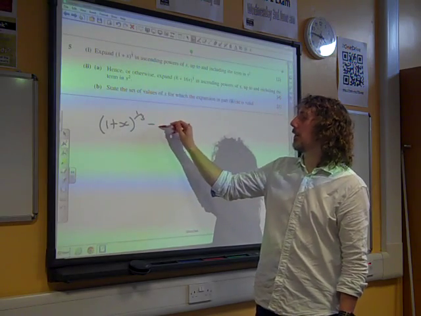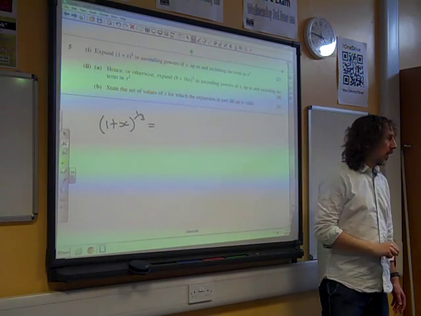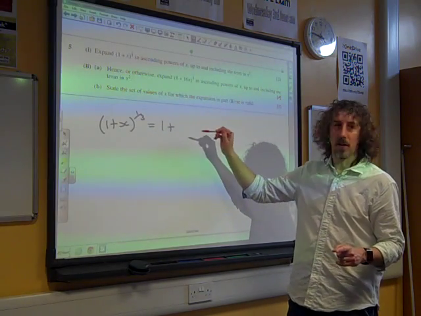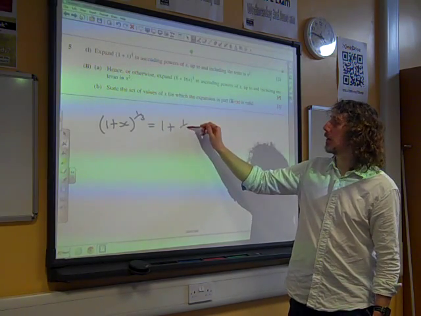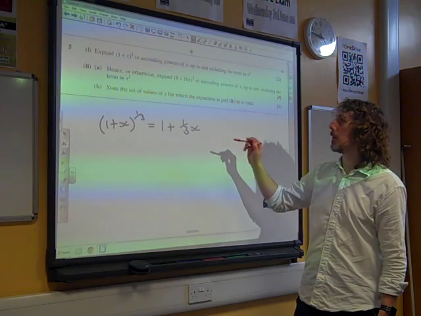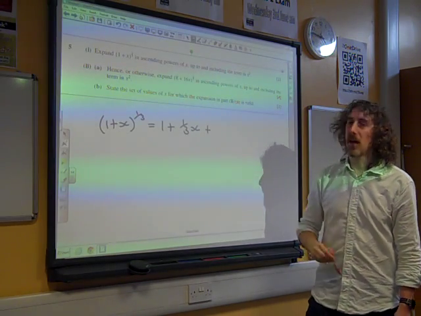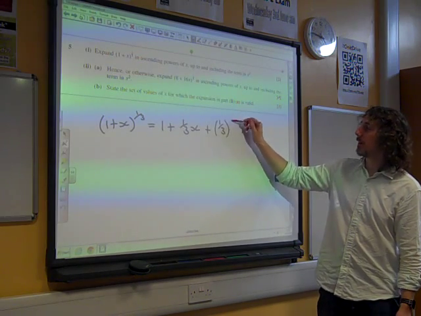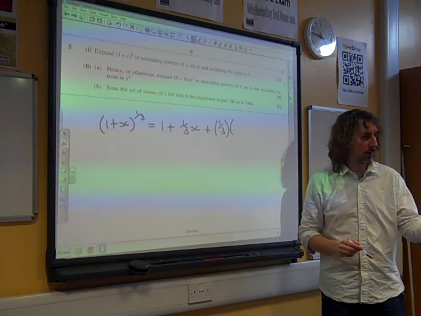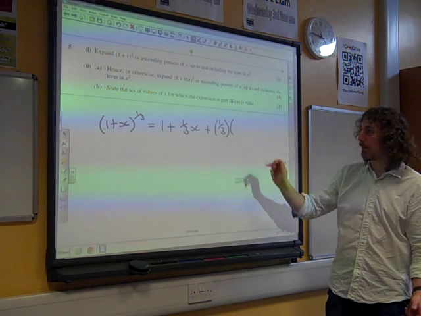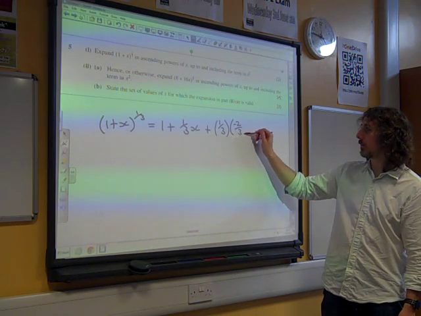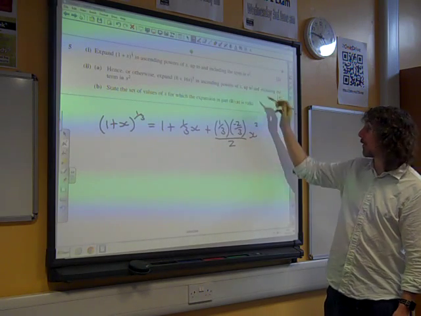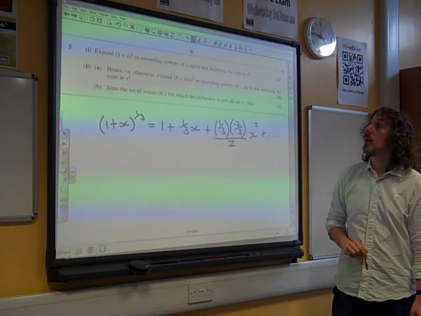1 plus x to the third, copying it straight from that formula, so it was 1 at the start plus n times x, so that's a third times x, plus n times n minus 1, so a third times a third minus 1, and this is the place to be really careful, it's minus 2/3, isn't it? Over 2 times x squared, and that was as far as they wanted us to go.